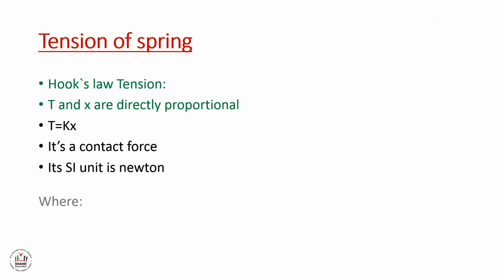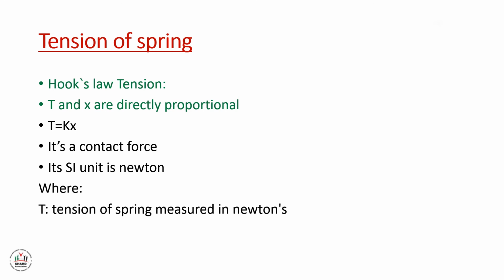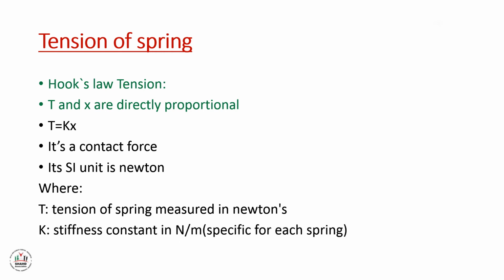Where T is the tension of the spring, measured in newtons. K is a stiffness constant measured in Newton per meter and specific for each spring. X is the elongation of the spring in meters.